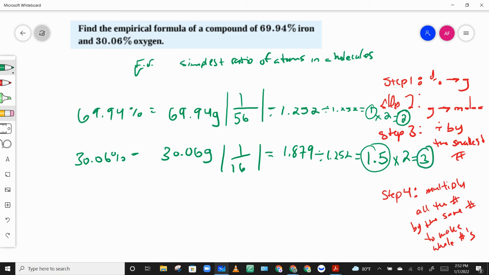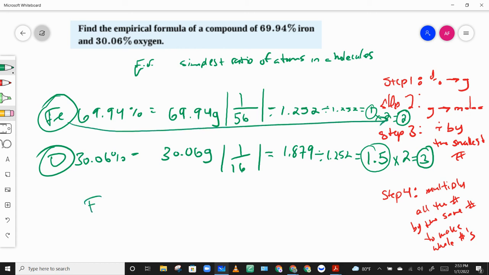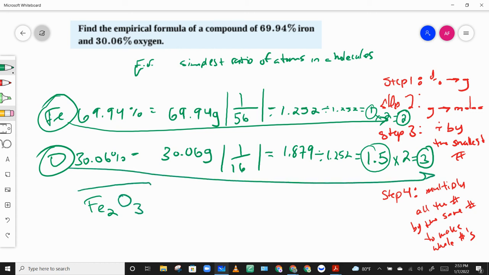We're basically just multiplying so we get whole numbers, because these are going to be our subscripts, and subscripts cannot be decimals. So again, this is iron, and this is oxygen here. That means iron will have a subscript of 2, and O will have a subscript of 3. So this is our empirical formula, Fe2O3.